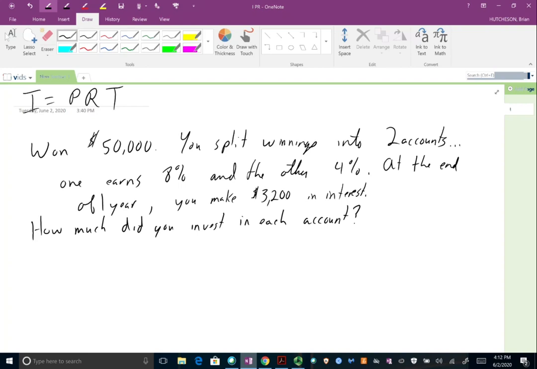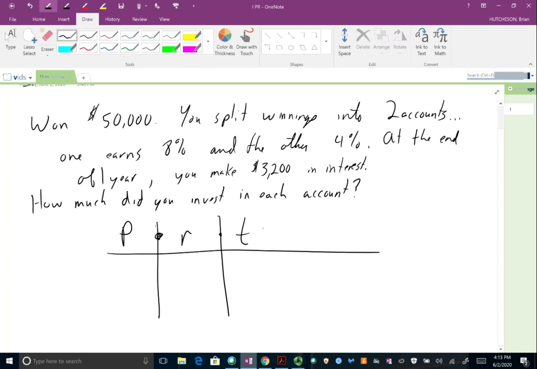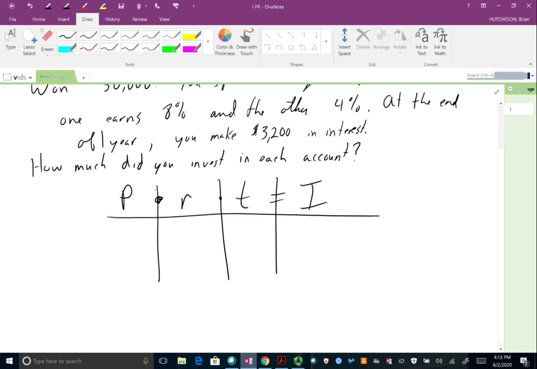Is that the only formula I need? I will tell you there's technically another formula. A part plus the other parts must equal my whole. Right. But the way I like to tackle this one is, the principal, the amount that you invest, times the rate, times the time, has to spit out your interest.